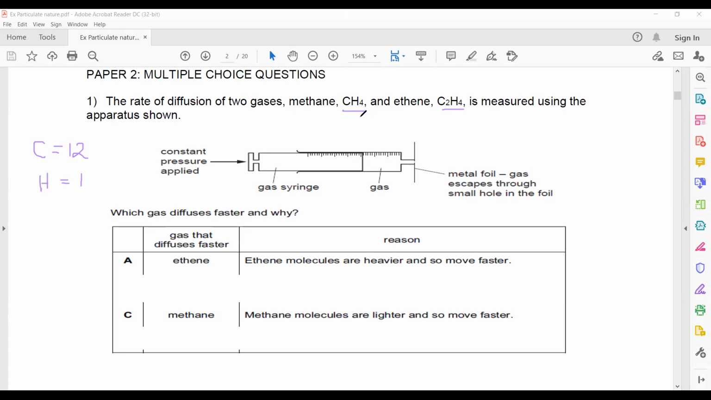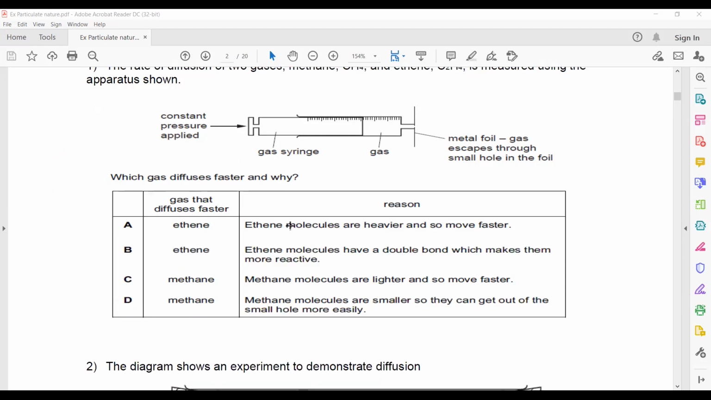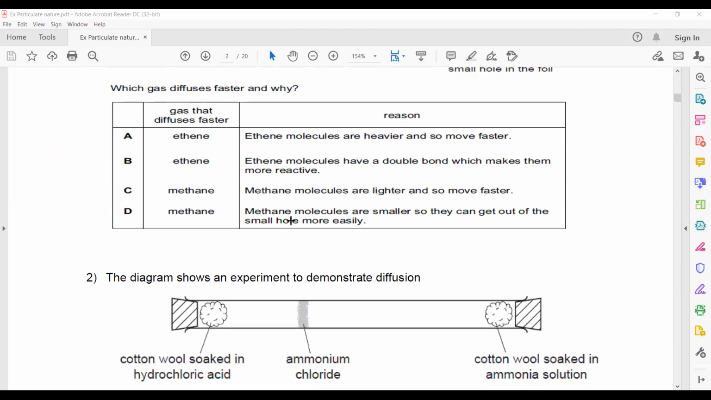Methane is written CH4, so carbon is 12, hydrogen is 1 into 4, so that is 16, the total mass of methane. For ethene, 12 into 2 is 24 plus 4, that makes 28. So the right answer for this one is methane. Why methane? Because the molecules are lighter, so it will move faster. Is it clear to everyone? As most of you answered correctly, C is the right answer.